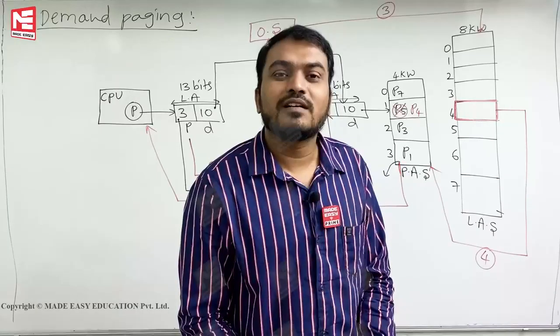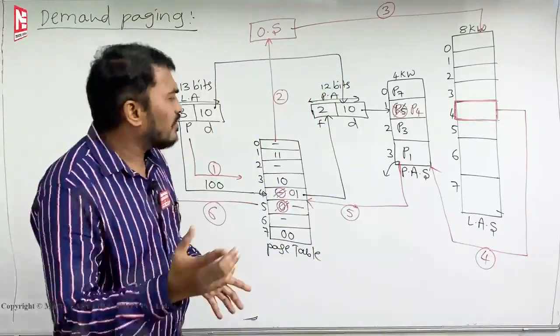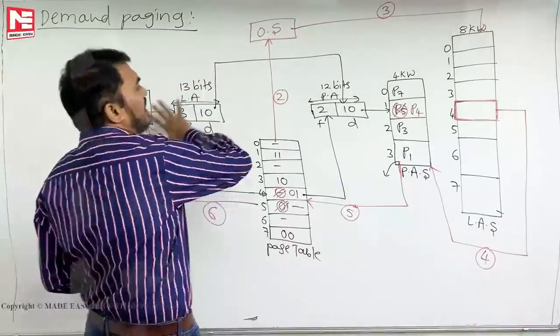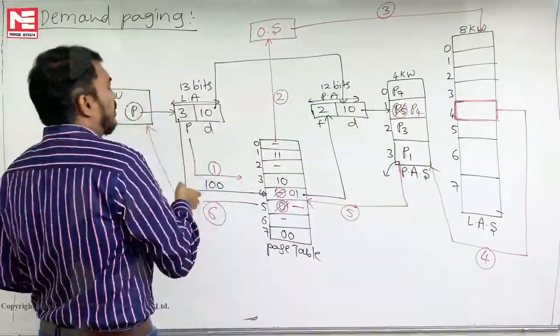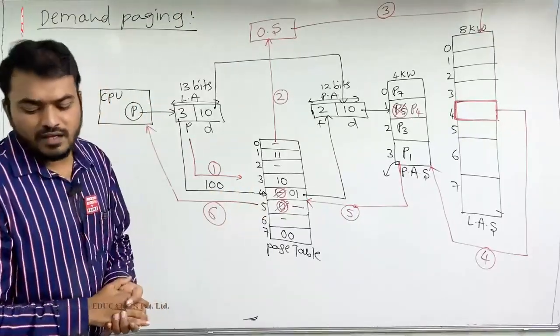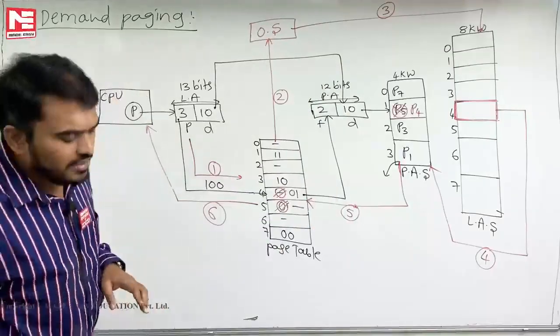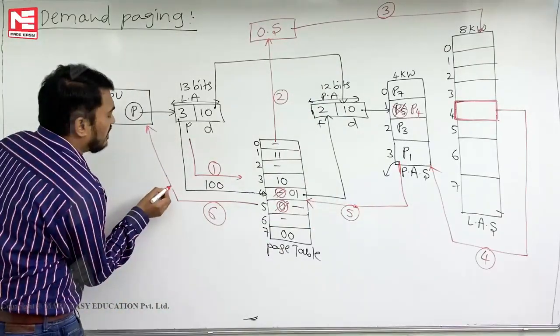Did everyone understand? Now understand the next small point carefully. These are all the steps, 1 2 3 4 5 6. Think and tell me, which step will take more amount of time among all of these?